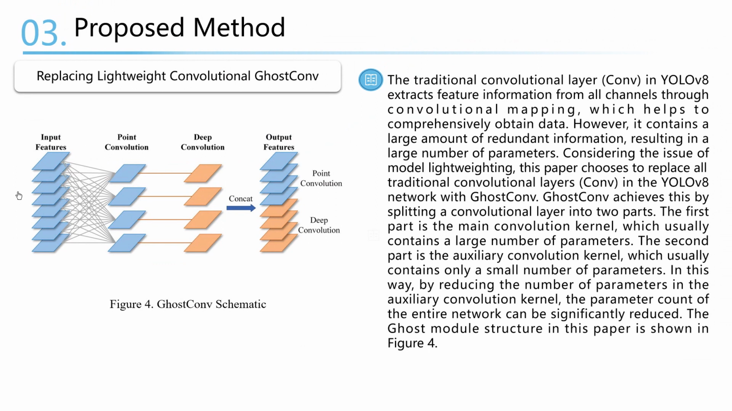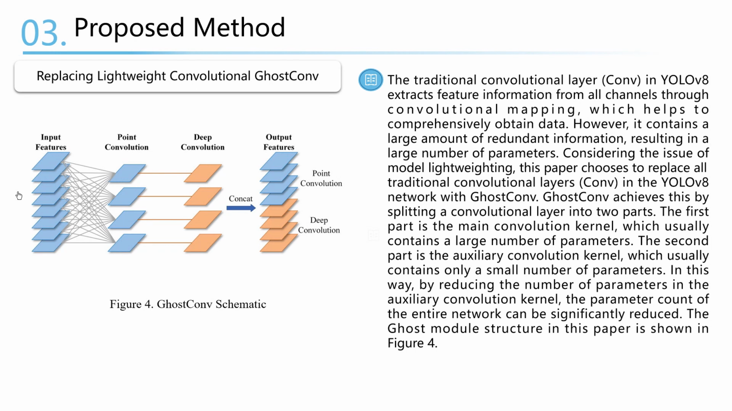Replacing with lightweight convolutional GhostConv. The traditional convolutional layer in YOLO extracts feature information from all channels through convolutional mapping, which helps to comprehensively obtain data. However, it contains a large amount of redundant information, resulting in a large number of parameters.